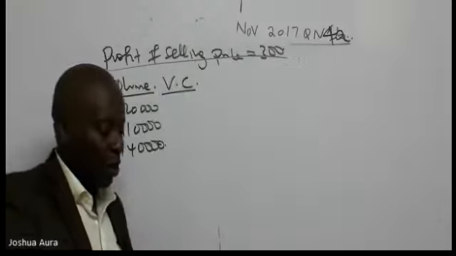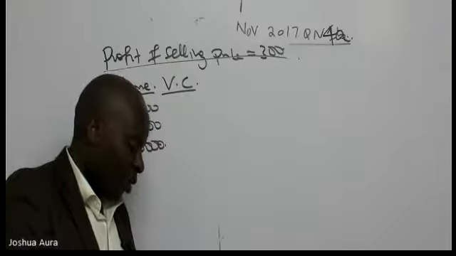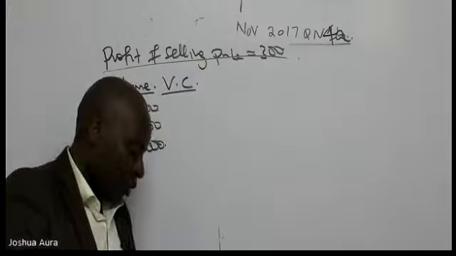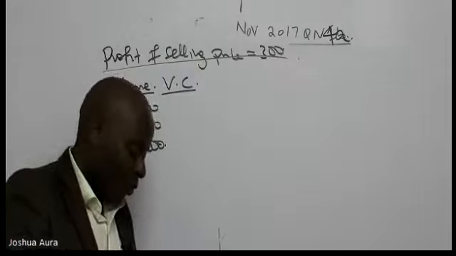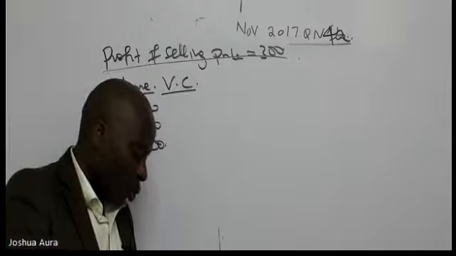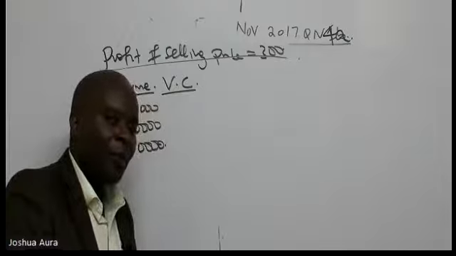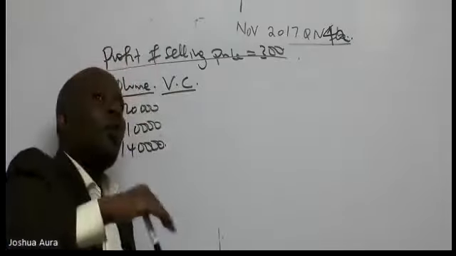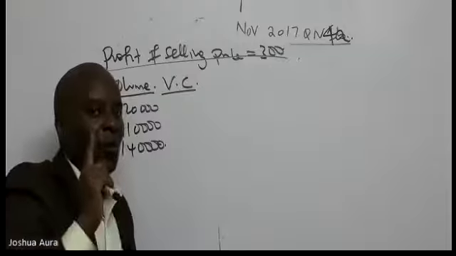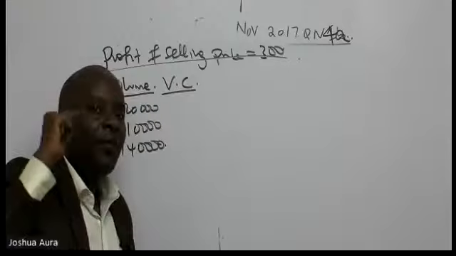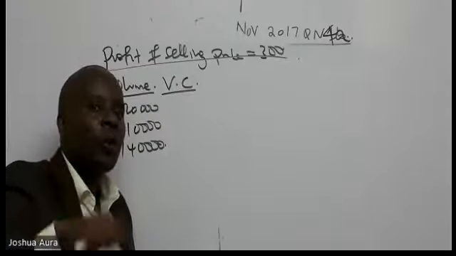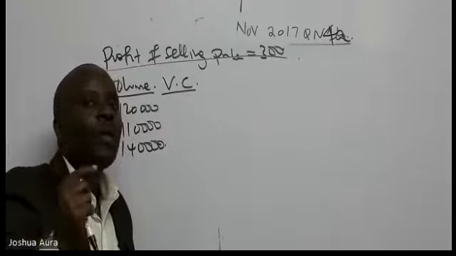So variable cost. Are you able to see the variable cost here? The variable cost would be 120 per unit for production volumes up to and including 100,000. So at 100,000 and below, variable cost per unit is 120. But the moment we exceed 100,000, the variable cost per unit goes down to 110 because of the economies of scale.